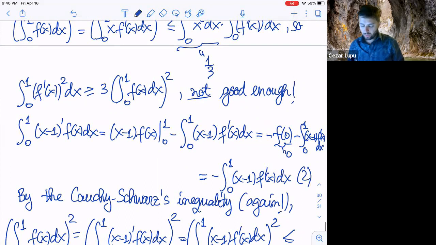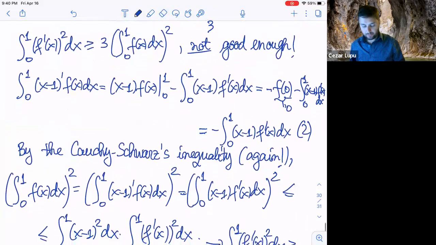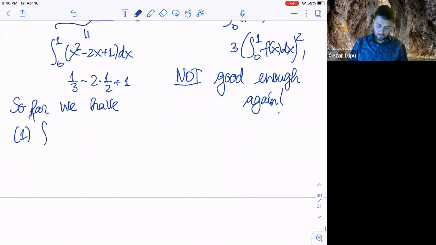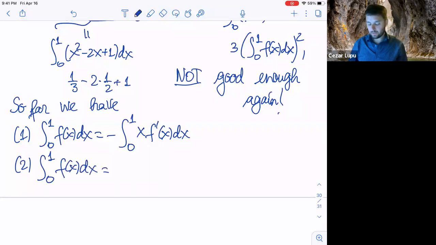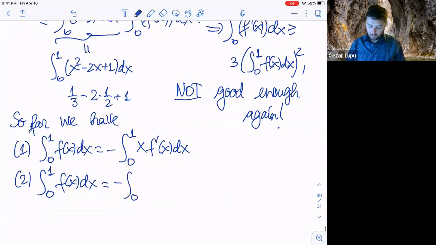So in other words, we have the following. So let's restate. So far we have the following. So let's restate the relations 1 and 2. So 1 is, let's say, the integral of f is negative the integral of x times f prime of x dx. So that's 1, which I already wrote. And the second one is that the integral of f is nothing else than just, what is it? So the second one is negative the integral of x minus 1 times f prime of x dx.